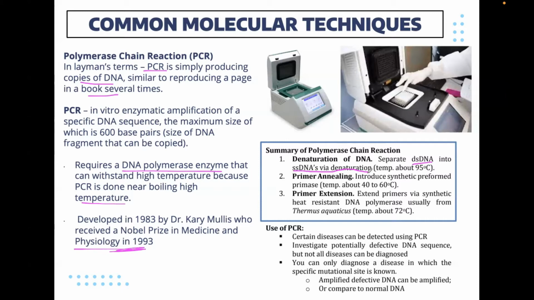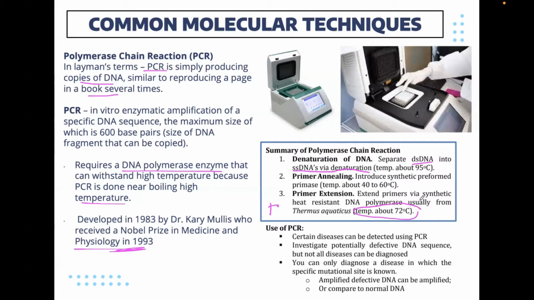Next, for the primer annealing, it introduces synthetic preformed primers, and the temperature is about 40 to 60 degrees. And lastly, the primer extension or the elongation, extended primers via synthetic heat-resistant DNA polymerase, usually from your Thermus aquaticus or your Taq. Okay, Taq has a temperature of about 72 degrees Celsius.